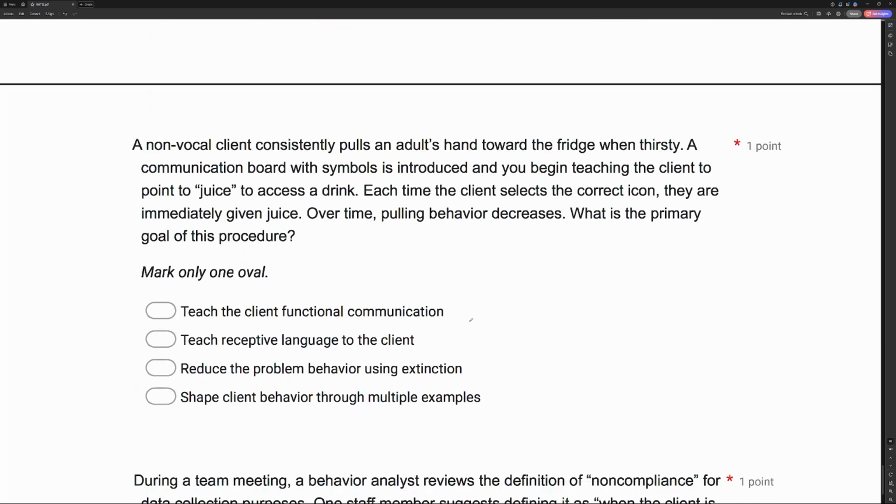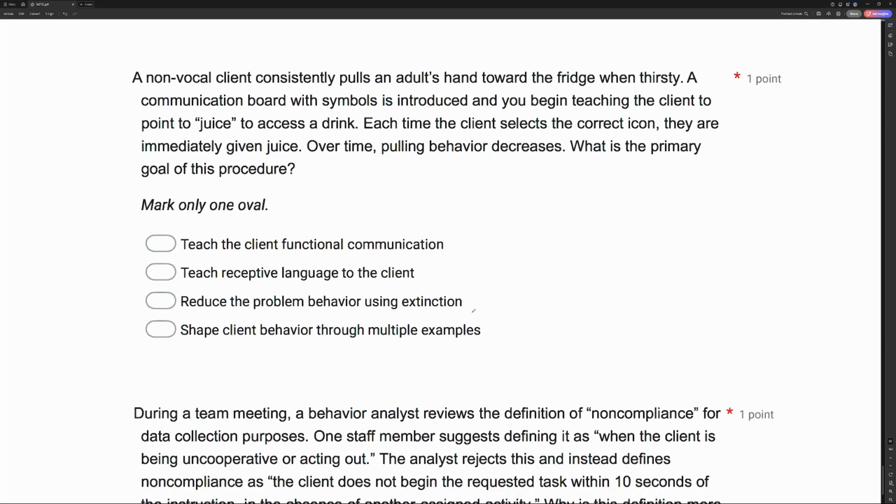A non-vocal client consistently pulls an adult's hand toward the fridge when thirsty. A communication board with symbols is introduced and you begin teaching the client to point to juice to access a drink. Each time the client selects the correct icon, they are immediately given juice. Over time, pulling behavior decreases. What is the primary goal of this procedure?